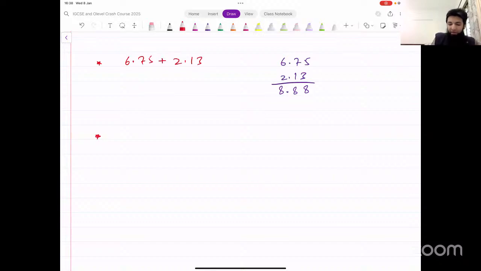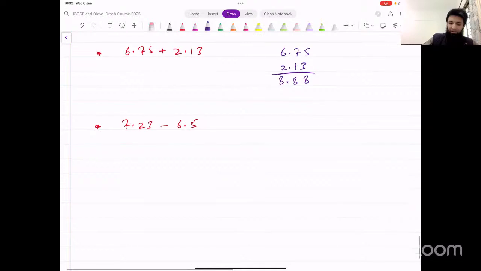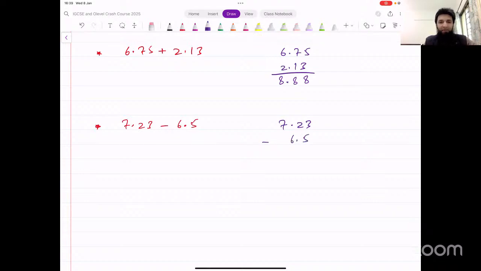For example, if you have 7.23 minus 6.5. Now, what about this? When you do this subtraction, be careful how you write it down. 7.23 minus 6.5. Now, don't write it randomly like this. The decimals have to be aligned. You cannot do it like this. The decimals have to be aligned.